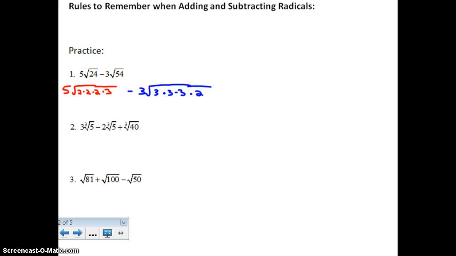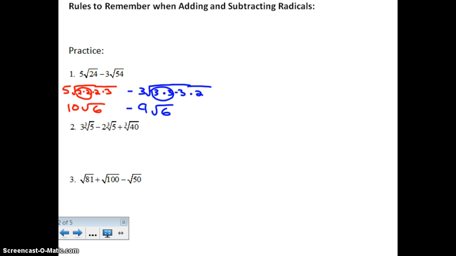First step, did you factor your radicands? Next, use the jailbreak method. Five radical 24 is going to become 10 radical 6. Negative 3 radical 54 is going to become negative 9 radical 6.